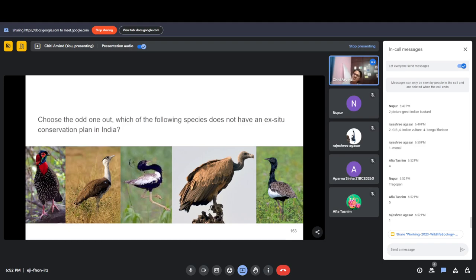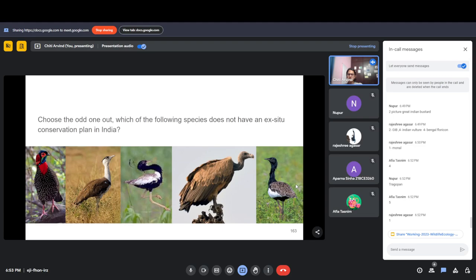Okay, so basically it is actually the Bengal florican which is not having a captive breeding program, but the rest of them have captive breeding programs. So the Western Tragopan has a captive breeding program in Himachal. The Great Indian Bustard has a captive breeding program in several places. I think one is in Rajasthan. The Lesser Florican also has a captive breeding program, I think in Gujarat, if I'm not wrong.